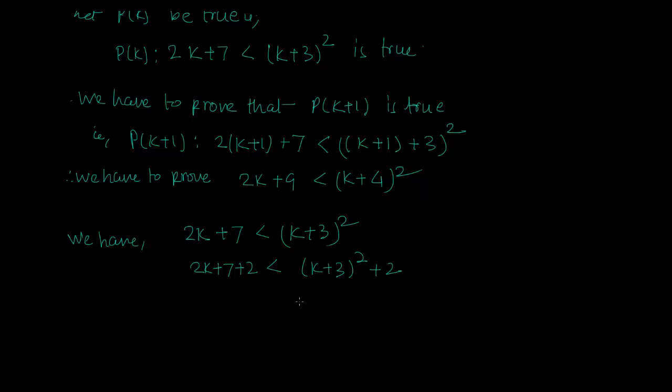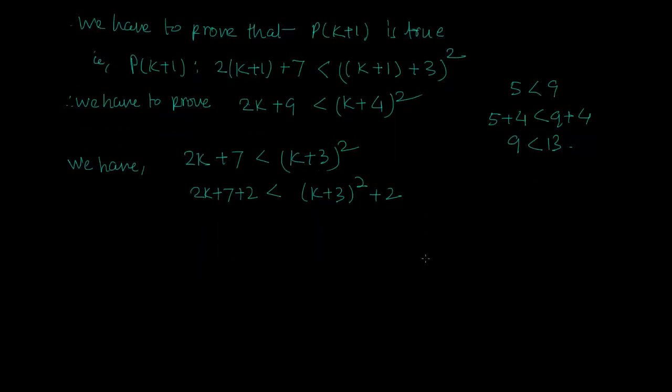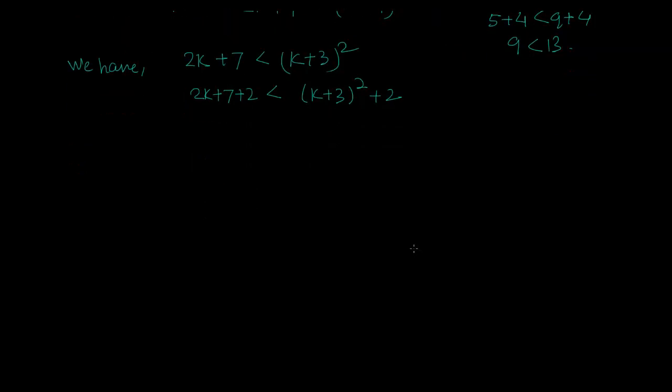Inequality is another full chapter in class 11, right? But you just know for now, if you add something on both the sides, the inequality remains. So say 5 is less than 9, I add 4 to both sides, then this inequality will hold. So 9 will remain less than 13. Get that? So 2k plus 9 is less than k square plus 6k plus 9 plus 2, right? So that is 11.